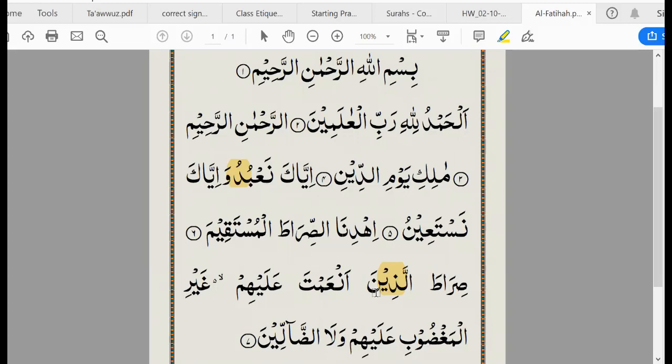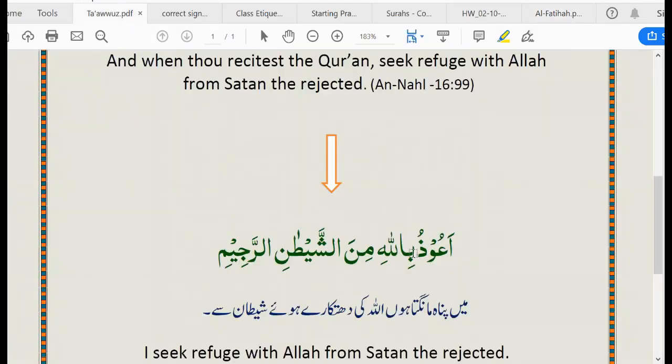Have you memorized Surah Al-Ala? Yeah. How many verses? All of it. Okay, all 19. All right. I'm going to listen to them. So you can start with Bismillah.